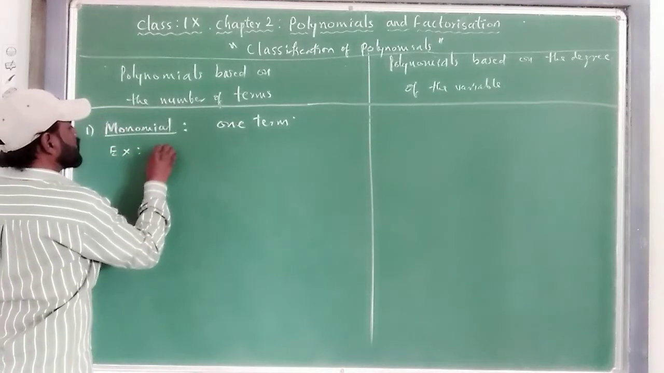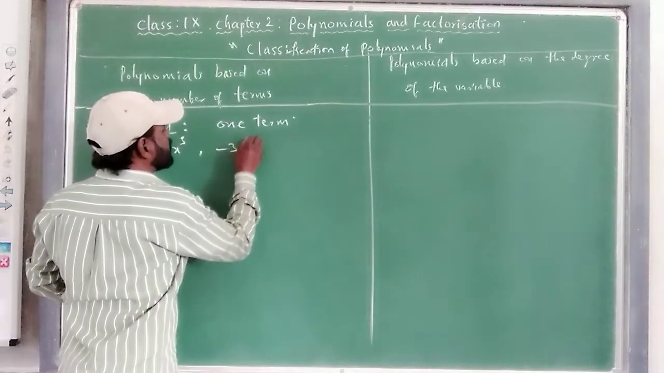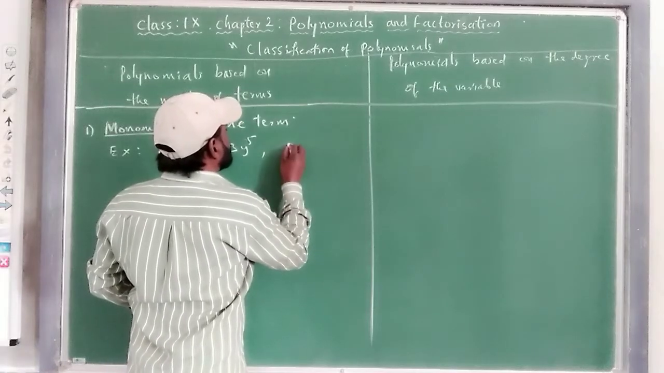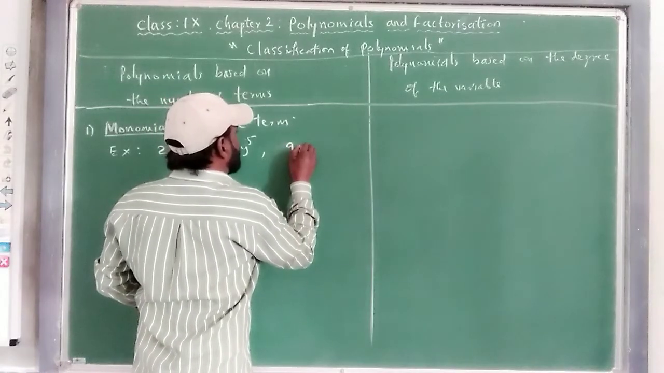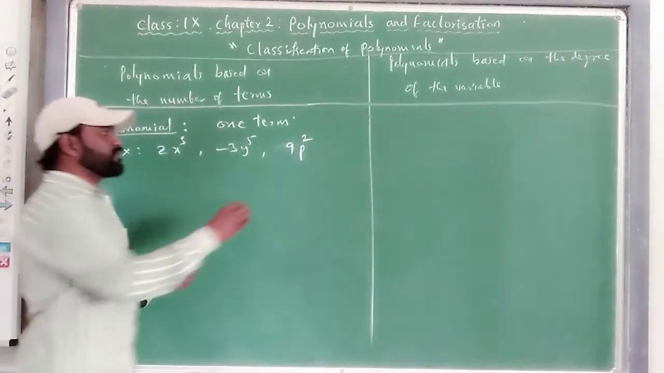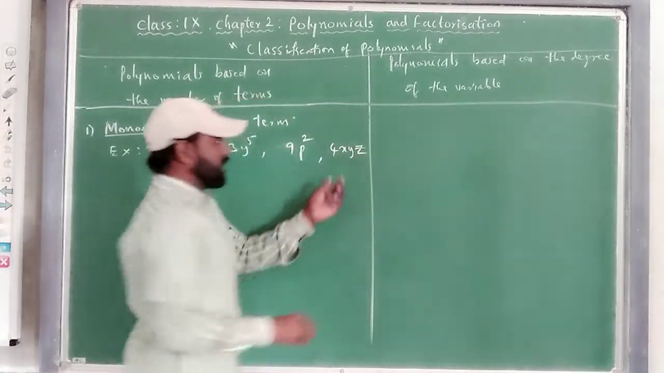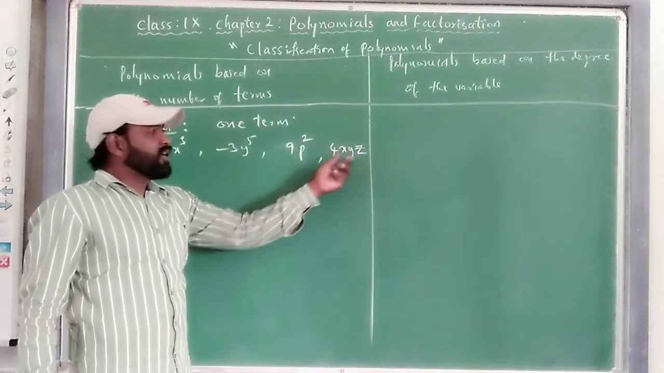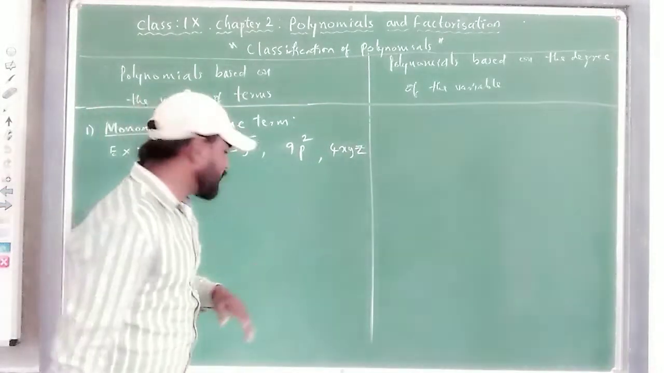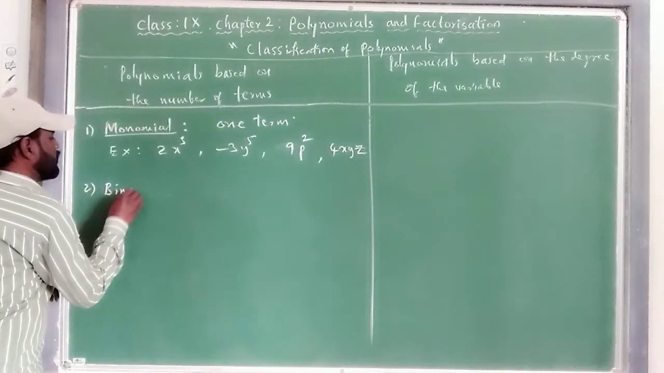For example, 2x cube, minus 3y to the power of 5, 9p square. These are all single terms. Suppose I write 4xyz. Of course there are three variables in it, but there is only one term.